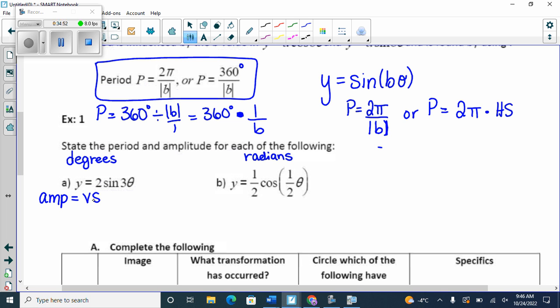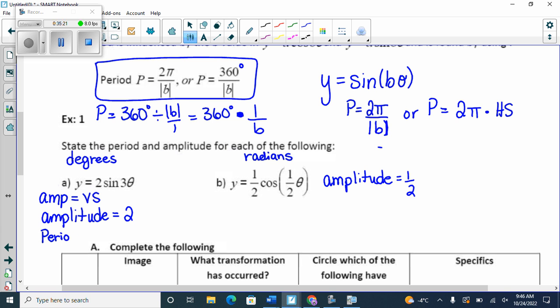So our amp equals our vertical stretch. Our vertical stretch is 2. So our amplitude, I'm going to prove that I can write it out because I'm a rebel without a cause, is 2. So our amplitude for this one is what? Equals a half. All right. Then I need the period.